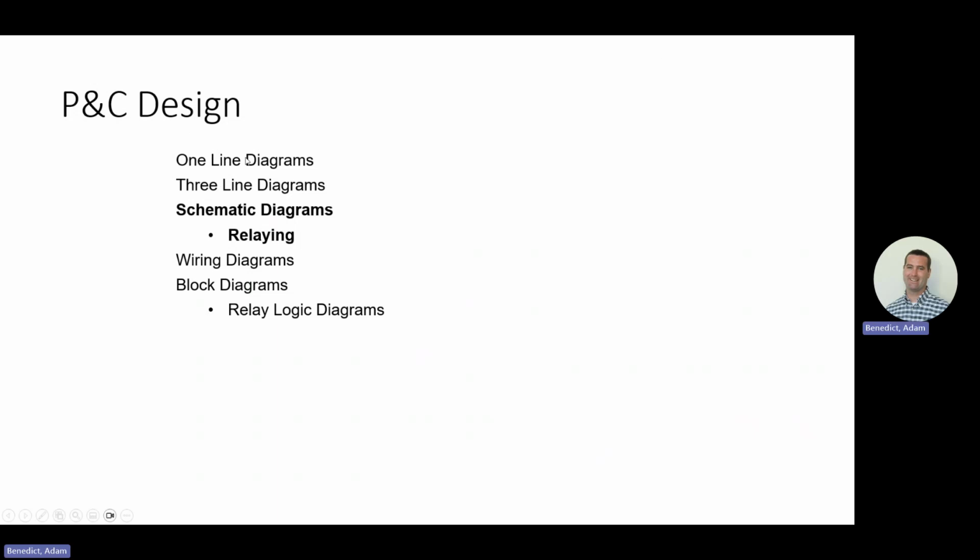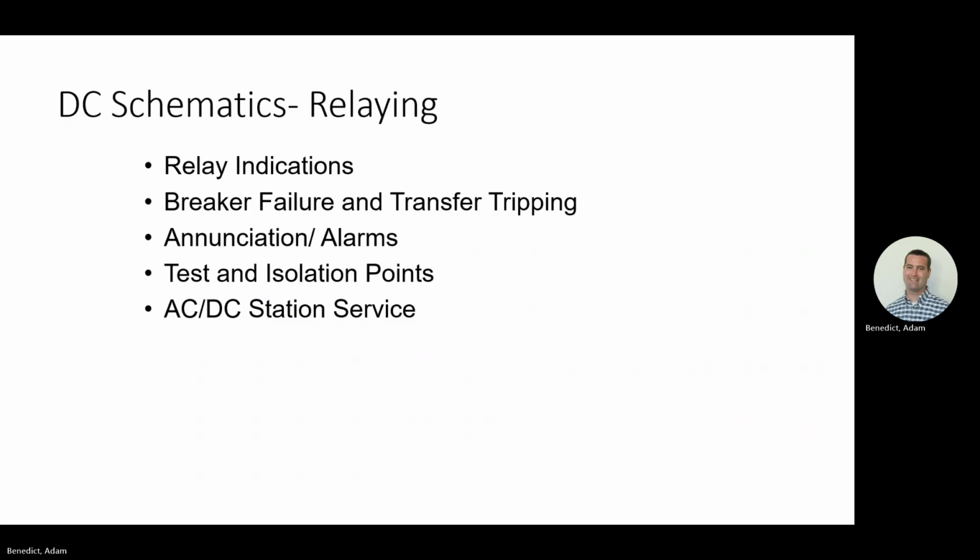So, I guess in the line of what we're looking at, typically you develop the one lines and the three lines, and we'll talk about that next time. And we're in the DC schematic phase. So we're really trying to set up all our drawings for wiring and programming. DC schematics. And in particular, we're looking at how this relates to relaying. So DC schematics really focuses in on relay indication, breaker failure, transfer trips, annunciators, alarms, test and isolation points, as well as AC and DC station service.